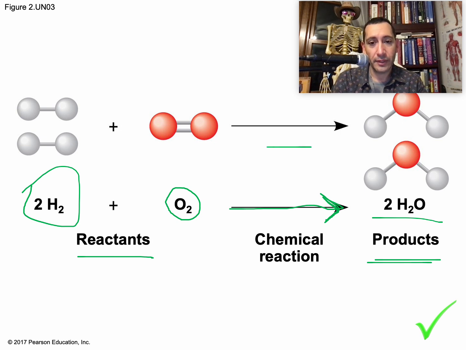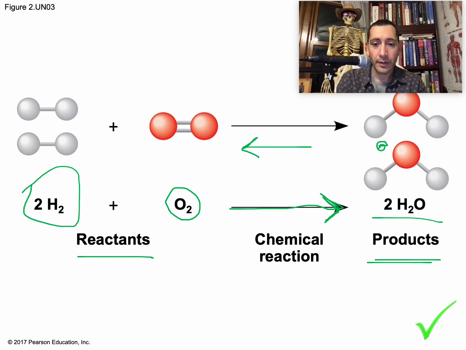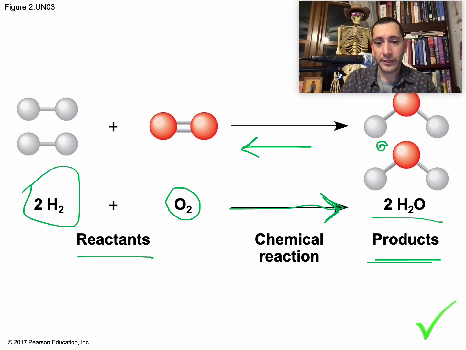If the arrow was going the other way, then this stuff would be the products, and the stuff on this side would be the reactants. So whatever the arrow is pointing to are the products.